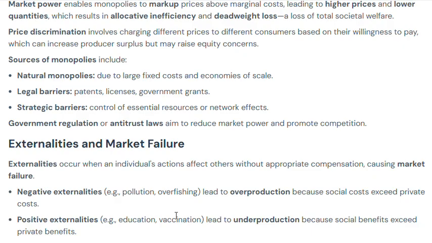Sources of monopolies include natural monopolies due to large fixed costs and economies of scale. Legal barriers like patents, licenses, and government grants. Strategic barriers, control of essential resources or network effects. Government regulation or antitrust laws aim to reduce market power and promote competition.